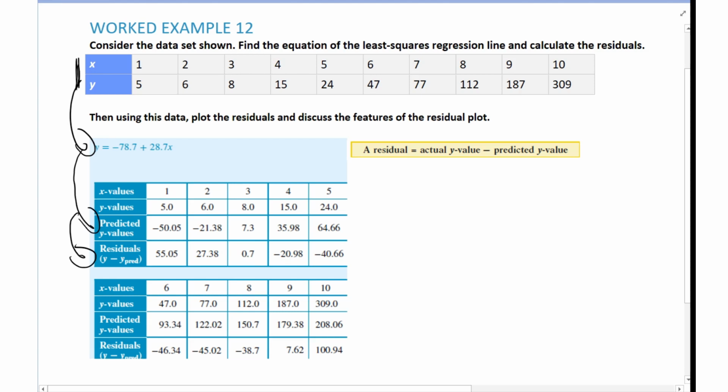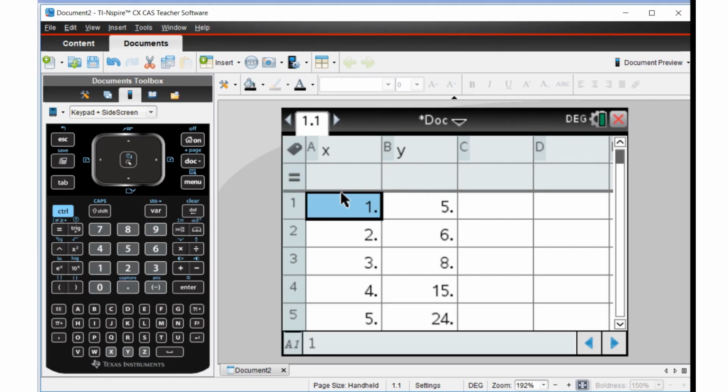And you need to be able to do a residual calculation, whether it be for an exam, for a SAC, or any of those assessments. You have to know how to do that. Okay, so let's quickly go into the calculator. I've already got the data in there.